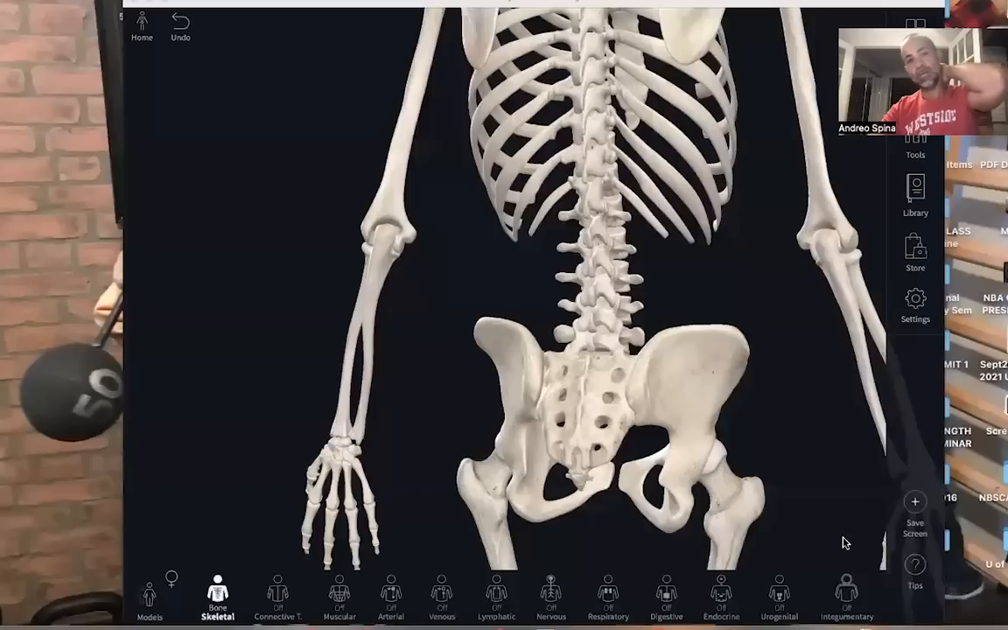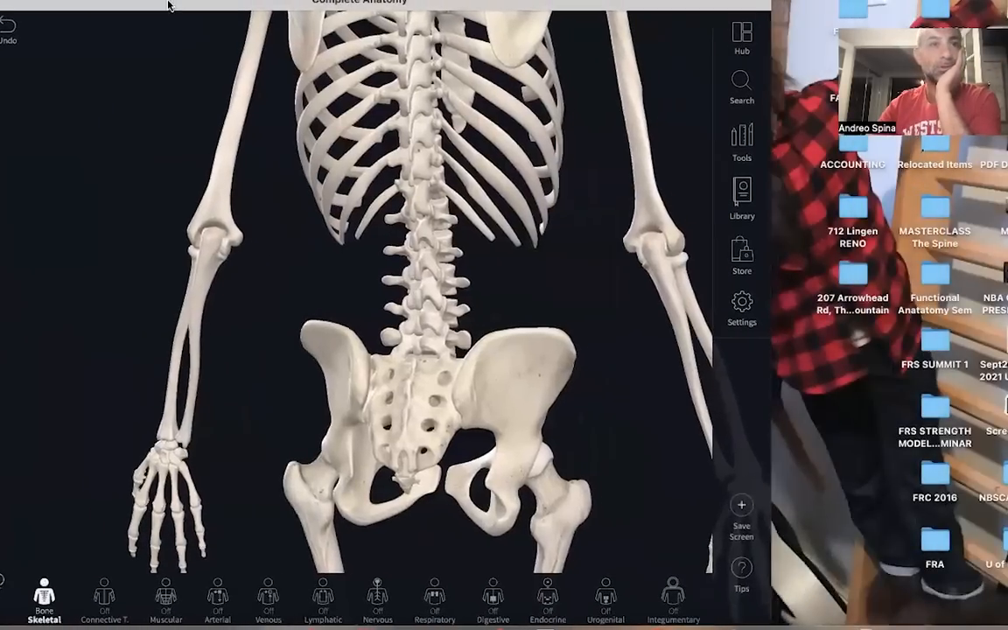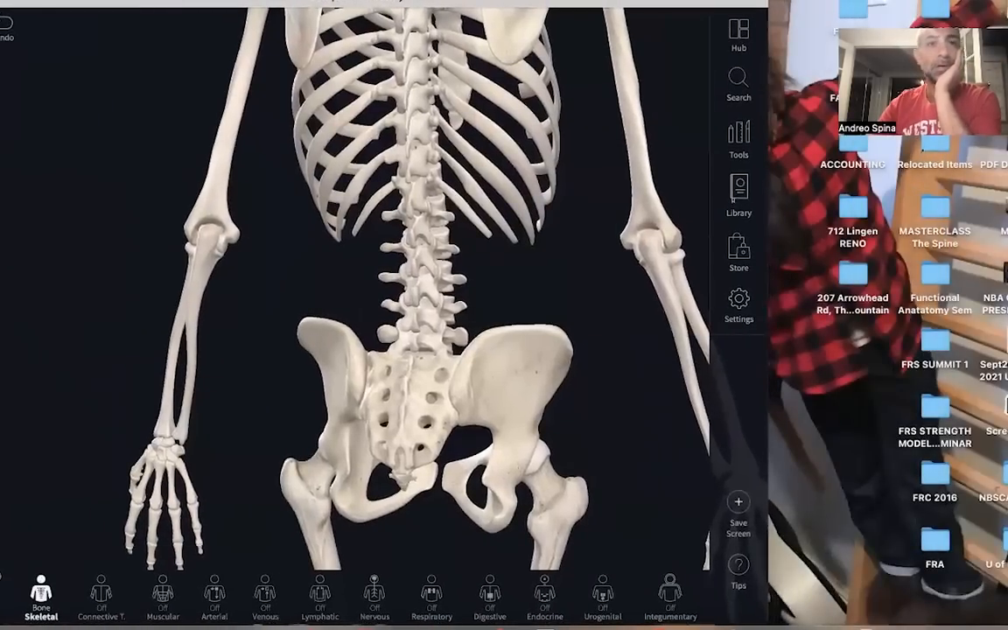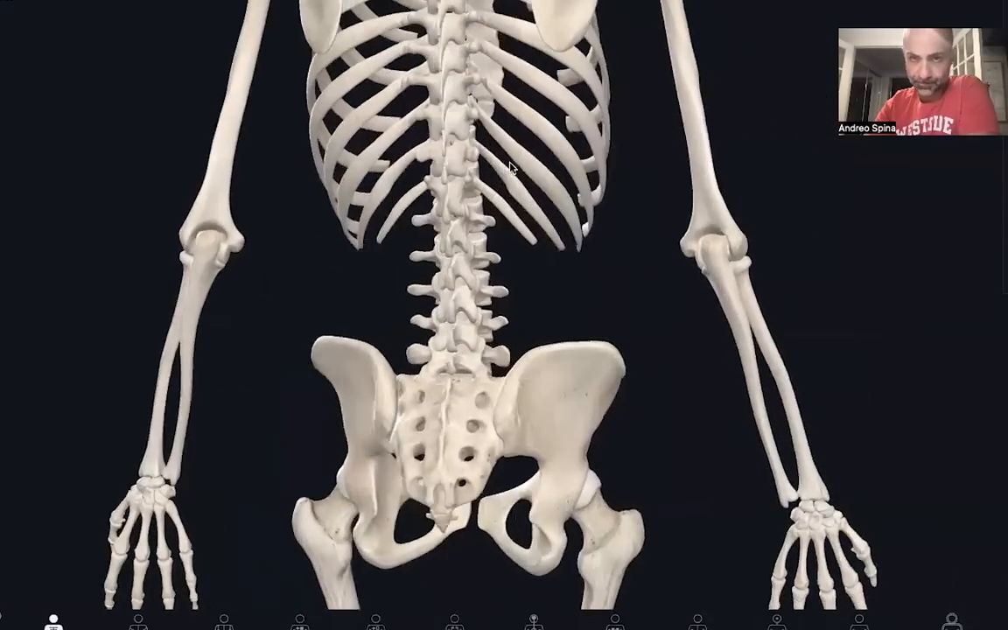So first off, I'm going to bring up the anatomy of the spine just so we can take a little look for those who are not familiar with the anatomy. We'll take a little tour, so to speak, of the spine so that we can further understand what it is that we have to accomplish.